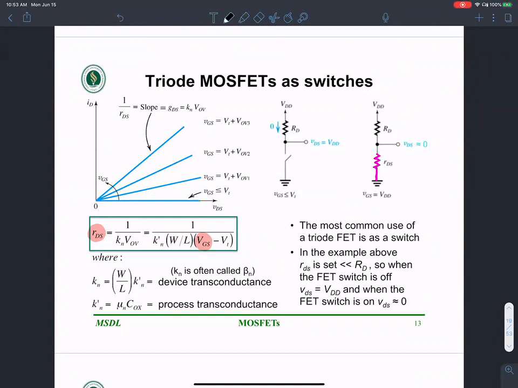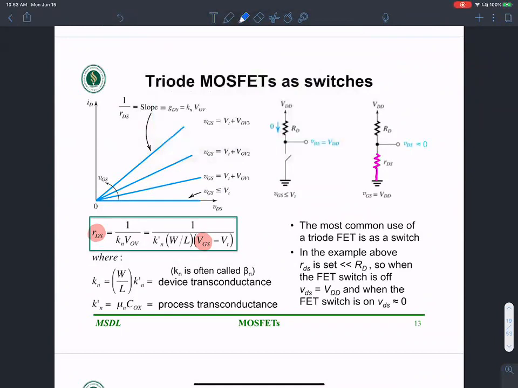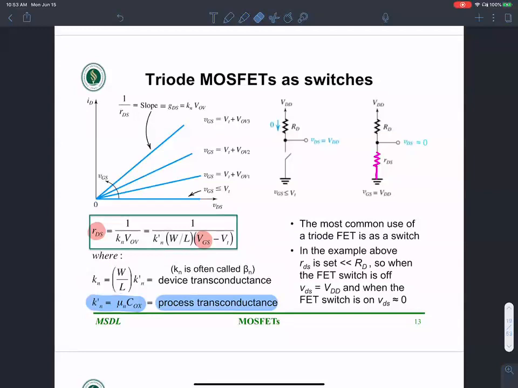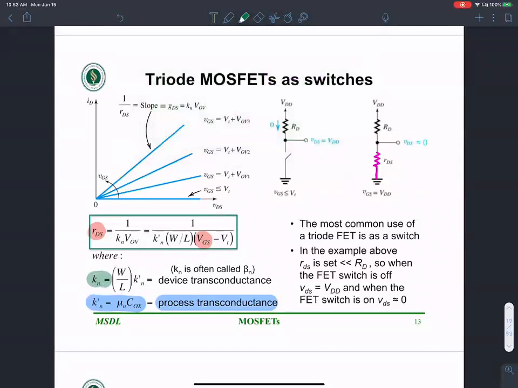Like I mentioned, I'm not a big fan of these definitions. The device transconductance is Kn, which is mu n C oxide W over L. K prime n is the process transconductance. I like to remember only one thing, not a million things. When you're solving problems, this kind of device transconductance and process transconductance comes in handy.